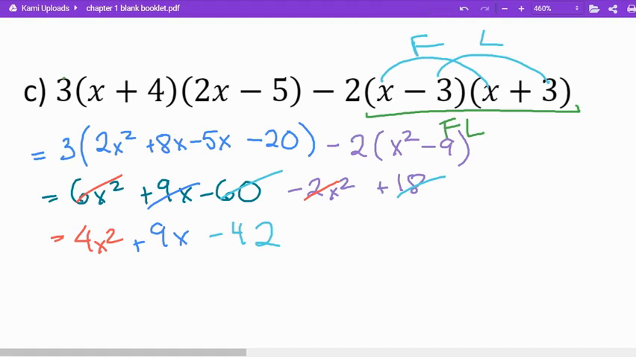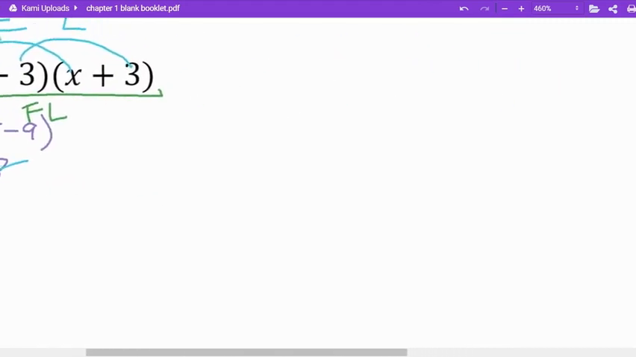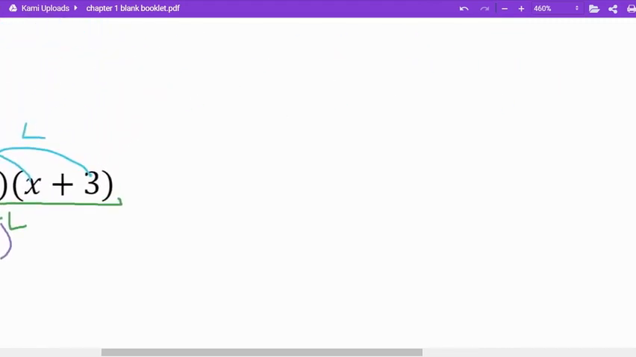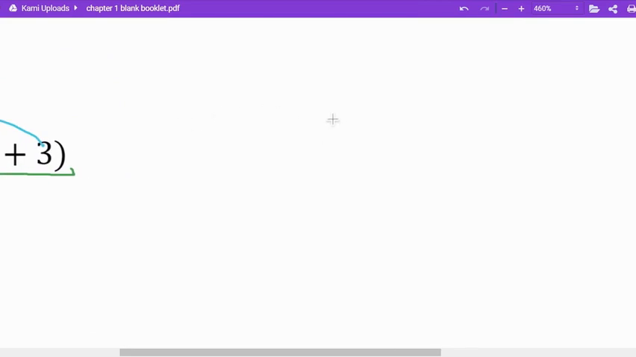Do you notice how I'm saying let's not do FOIL? FOIL is great for grade 10, but FOIL is not great for this. Okay, you ready for the next one? What are we gonna do?